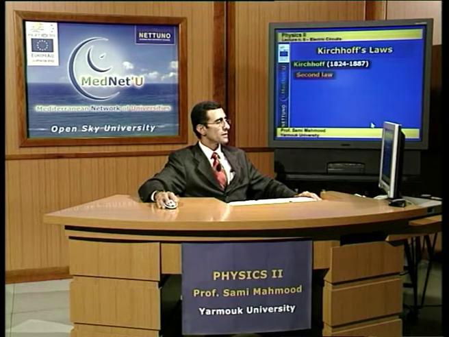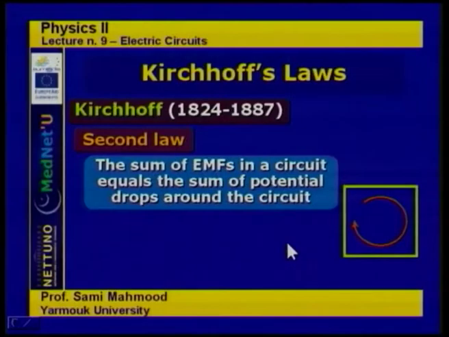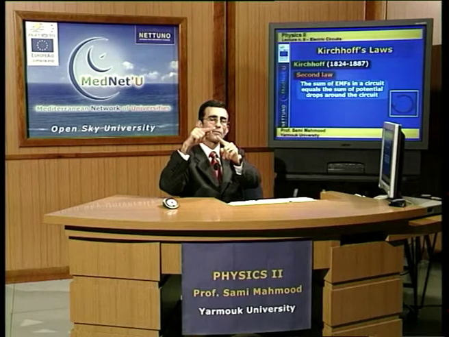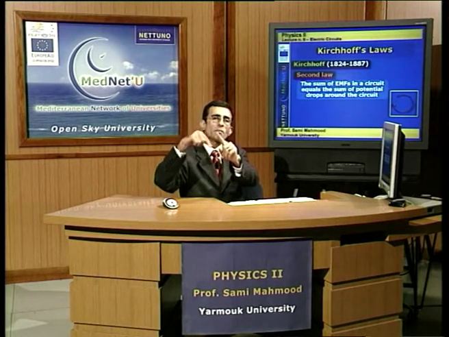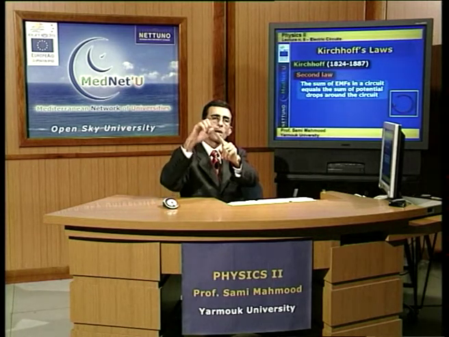And the second law of Kirchhoff, which is based on the conservation of energy, states that the sum of the electromotive forces in a loop in the circuit equals the sum of the potential drops around that loop. So we start from one point in the loop and keep going, counting the electromotive forces that are in the direction of our passage. The summation of those electromotive forces is equal to the voltage drop across all the resistors in that loop.